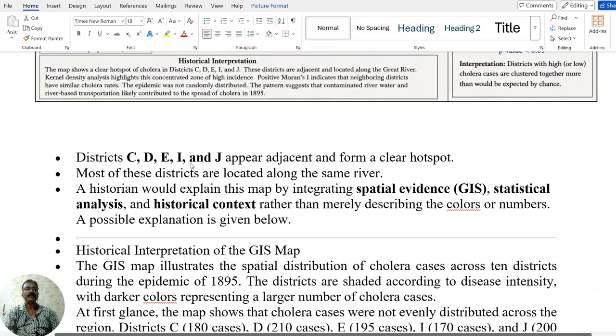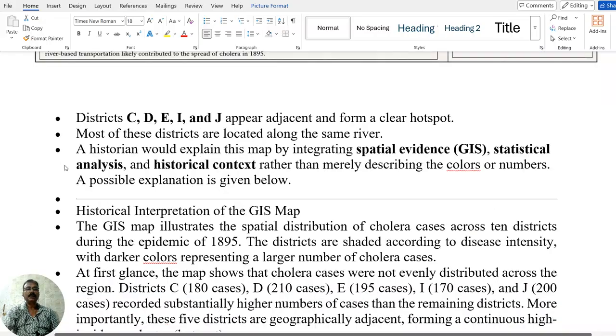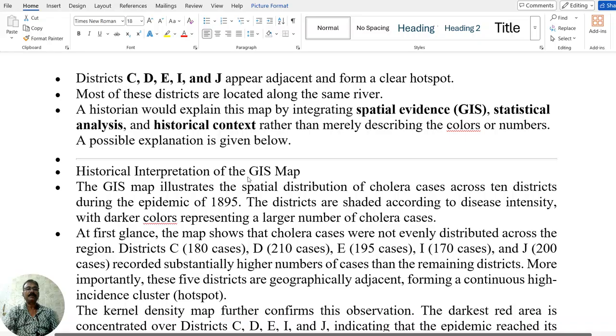Districts C, D, E, I, and J appear adjacent and form a clear hotspot. Most of these districts are located along the rivers. A historian would explain this map by integrating spatial evidence, GIS, statistical analysis, and historical context rather than merely describing the colors or numbers. A possible explanation is given below: the historian's interpretation of the GIS map.